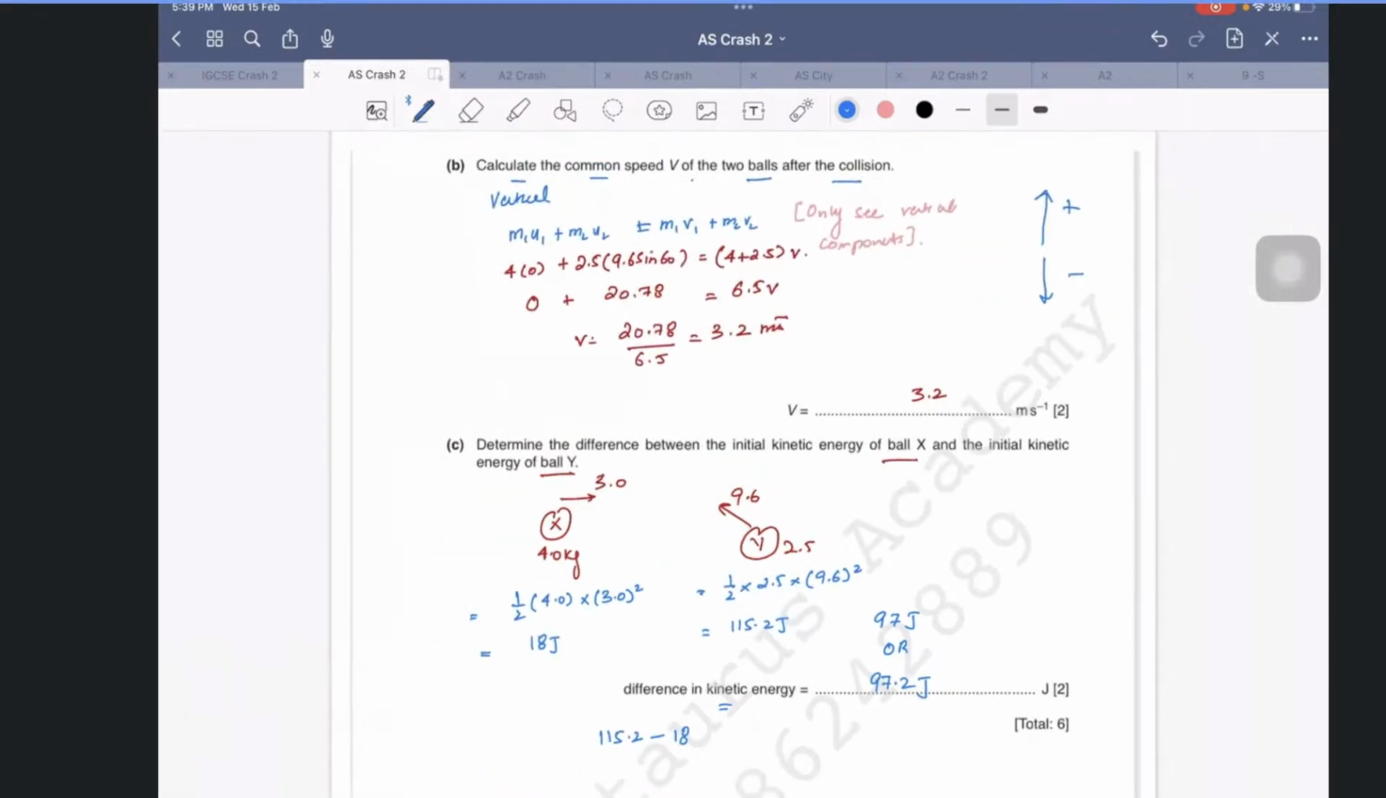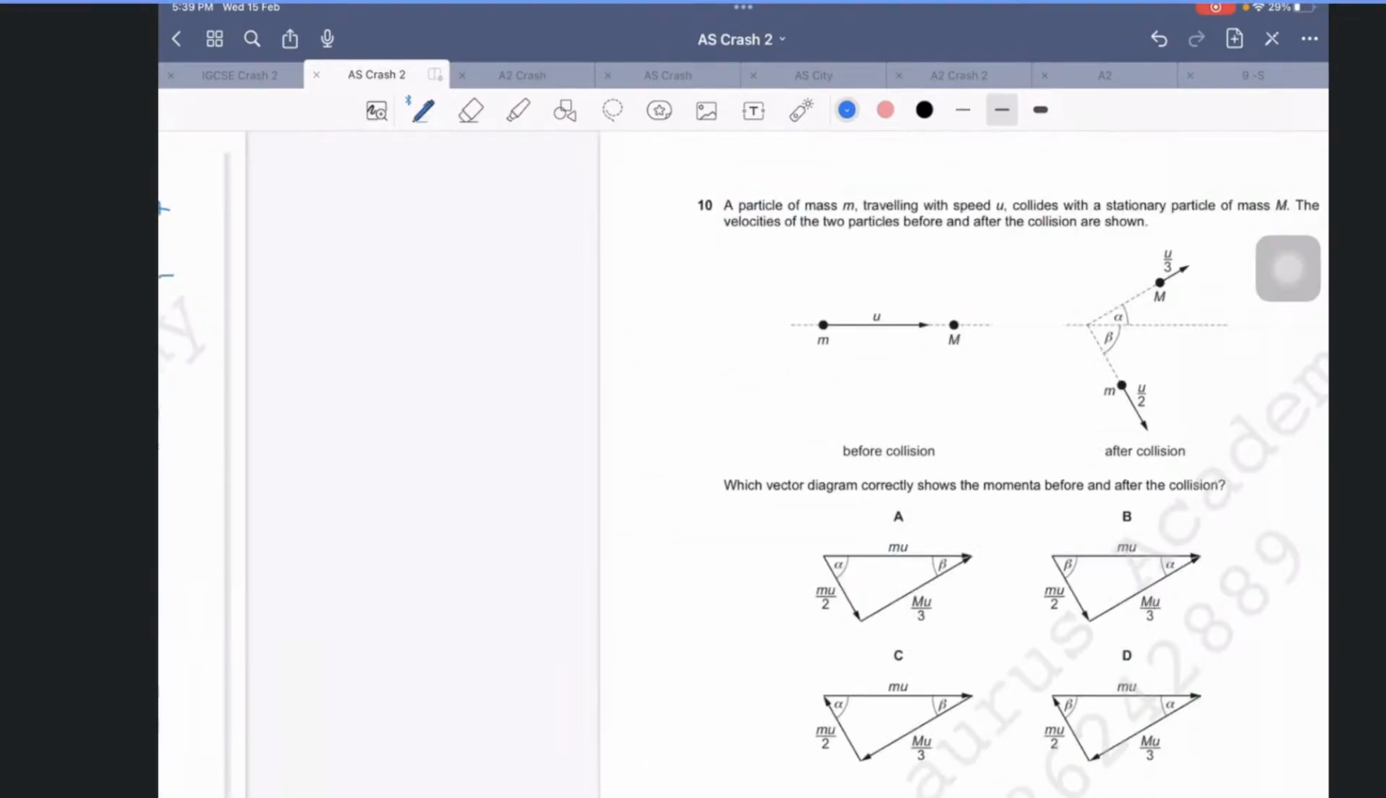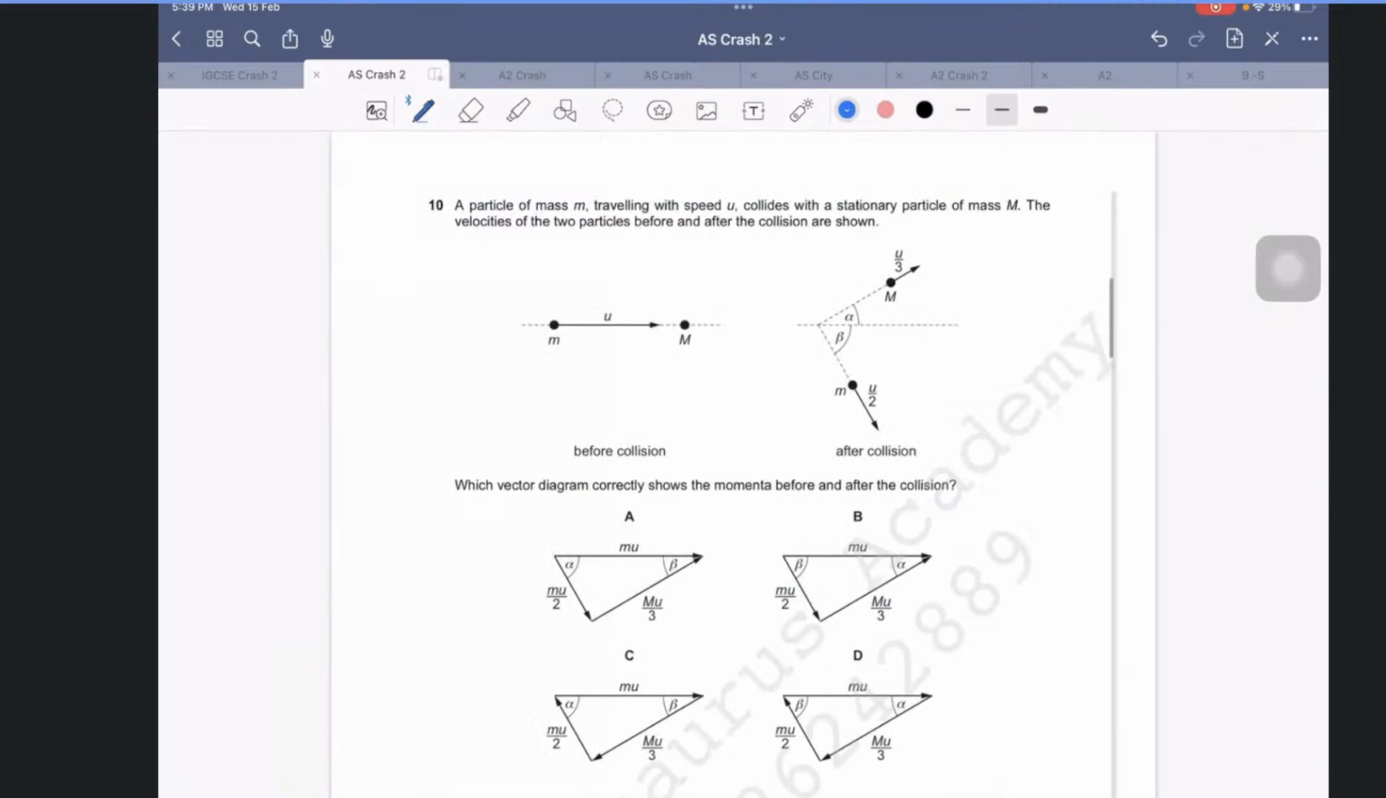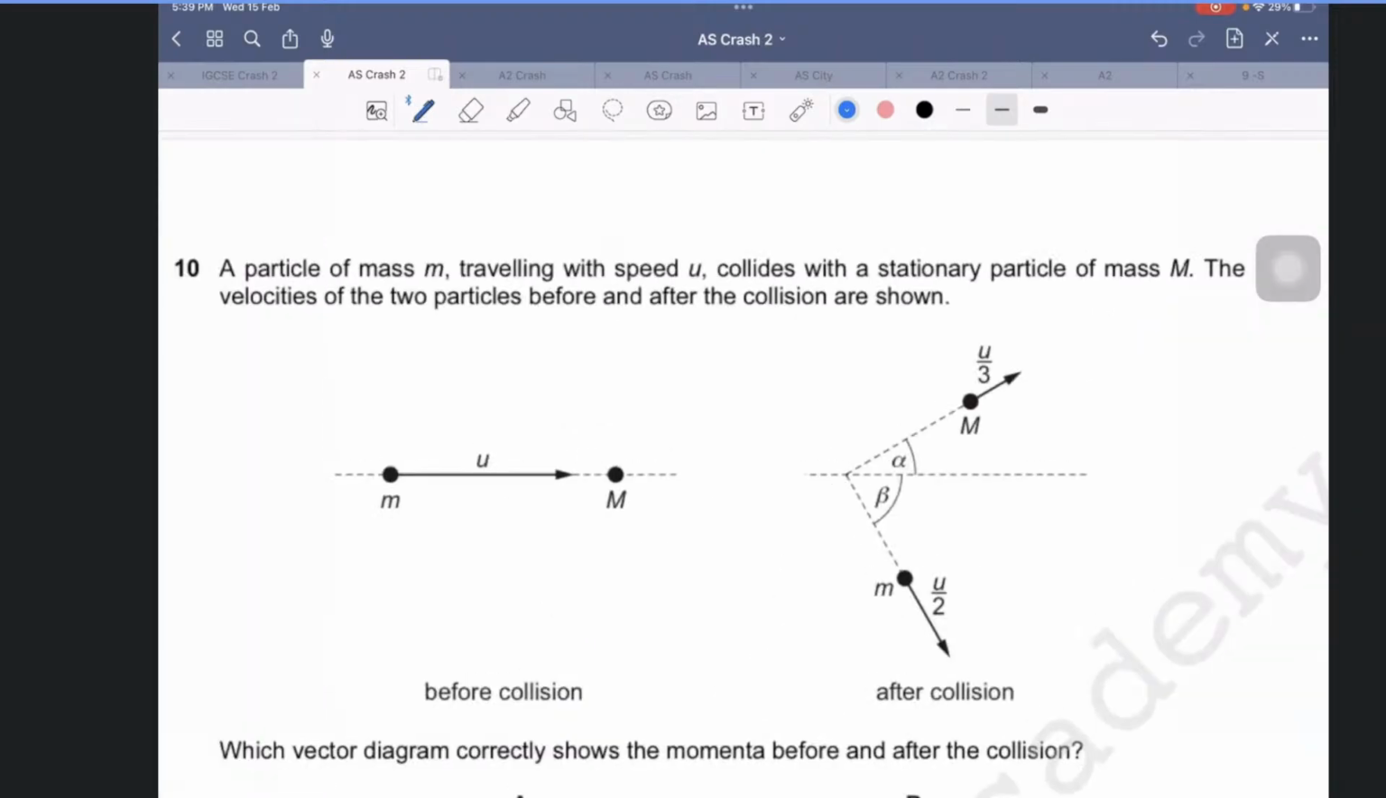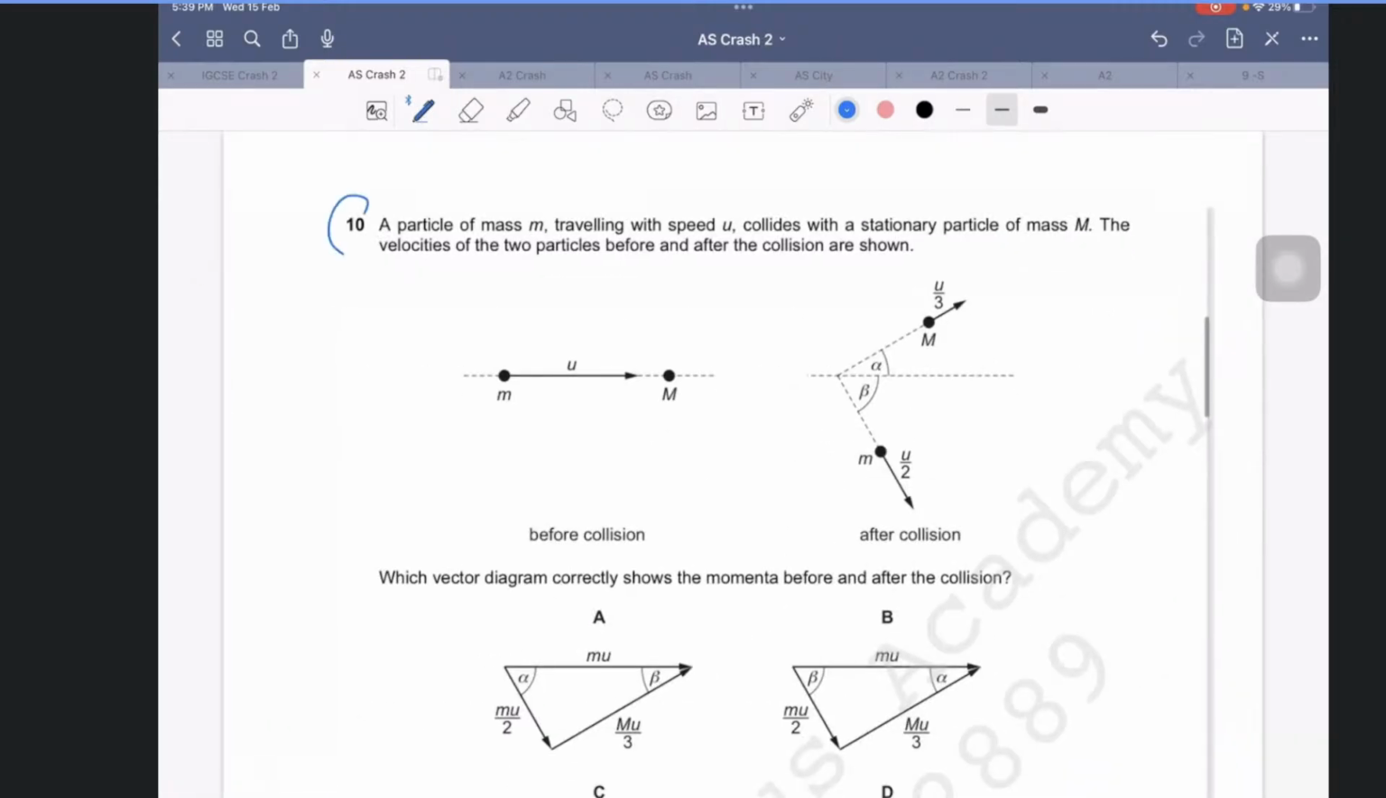Okay, so these sort of questions are very common these days, but this question is a bit different, and it is related to vectors as well. I'm going to solve this, and then you can look at it. This is what they say happened before collision, and this is what they've said after collision. They ask what is the vector diagram that shows the momenta before and after. It is very simple. You don't need to worry about that at all.